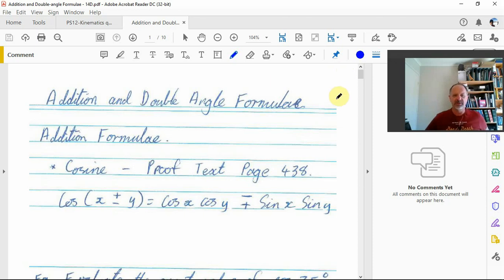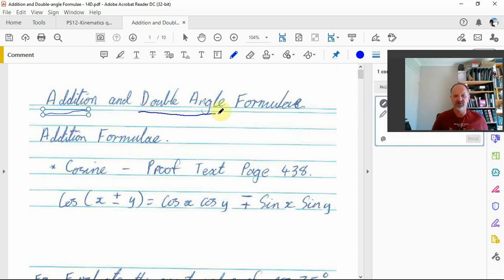All right, so we've got what's called addition and double angle formula. Addition, double angle. So addition is when we're adding angles together. Now, addition in this context includes subtraction as well, adding a negative, if you like. Double angle is when you've got twice the angle. So let's have a look. Addition formulae first of all.